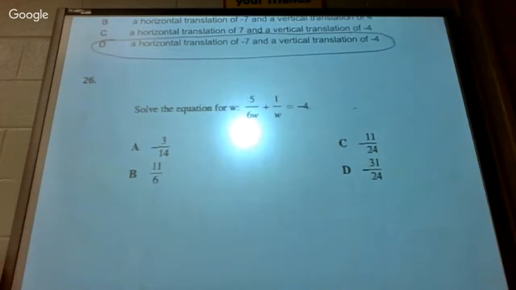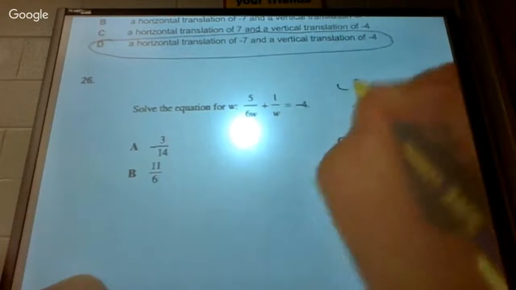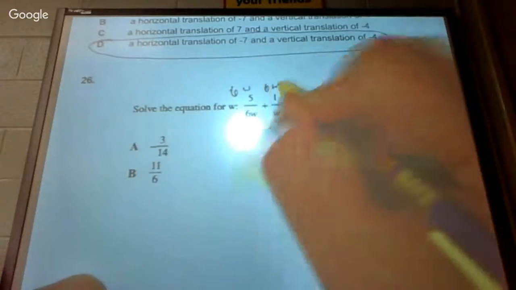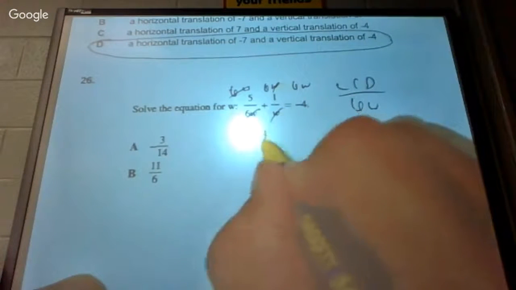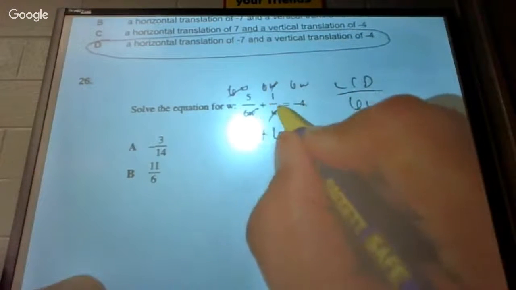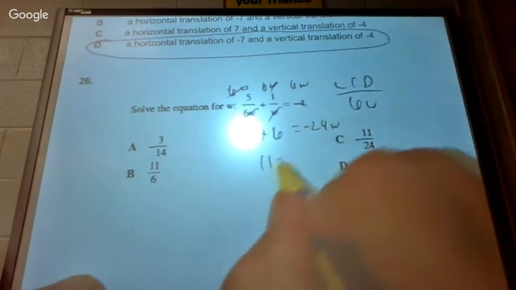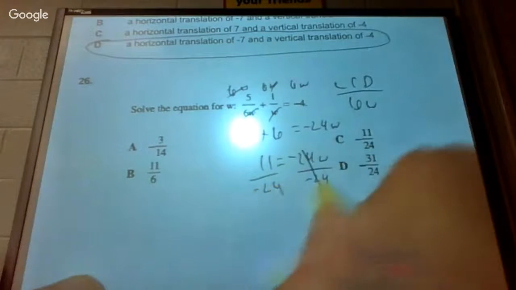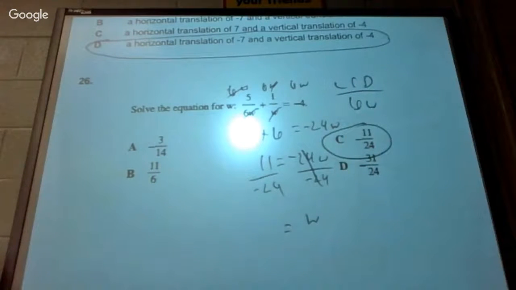26. LCD. We have to do LCD is 6W. We write 6W down 3 times. So 6W is canceled. We have 5. The W is canceled there. We have 6. When you multiply 6 times 1, and that equals -24W. So that's 11 equals -24W. Divide by -24. So W equals 11 over -24. C.